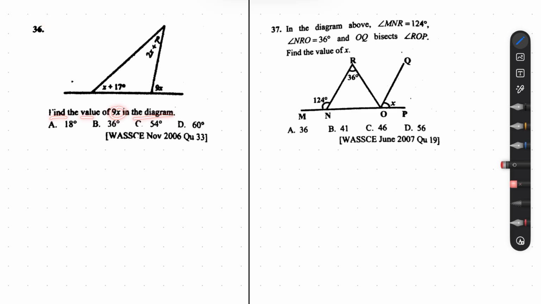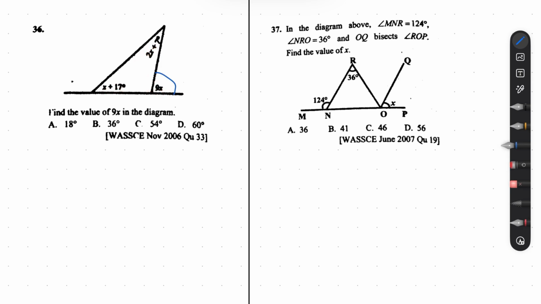So we are trying to find 9x. But we know that when we have a triangle, the sum of two interior angles gives us the opposite exterior angle. So the sum of this angle and this angle should give us this angle. When we sum this and this, we have 9x. So let's do that.